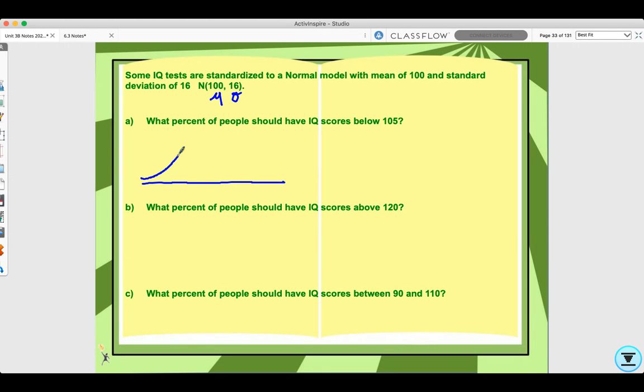So when I draw a picture, you start with your normal curve. You always must draw a picture. My mean is 100 and my standard deviation is 16. So if I was counting out 3 standard deviations, this would be 116, and then this would be 132, and then this would be 148. Going backwards, this would be 84.